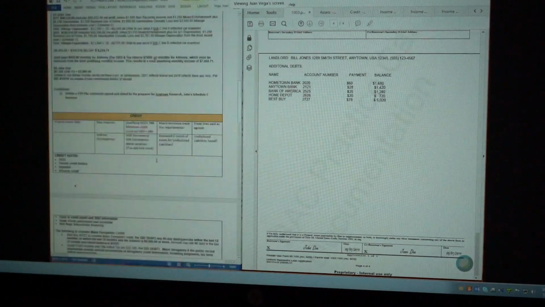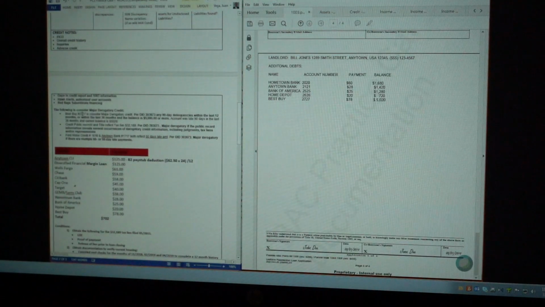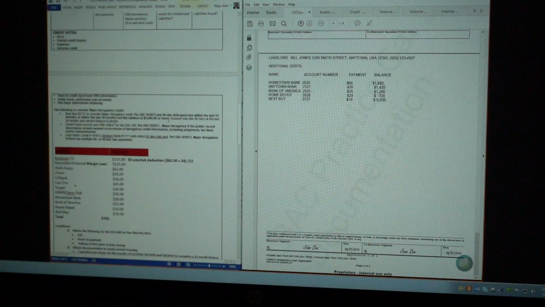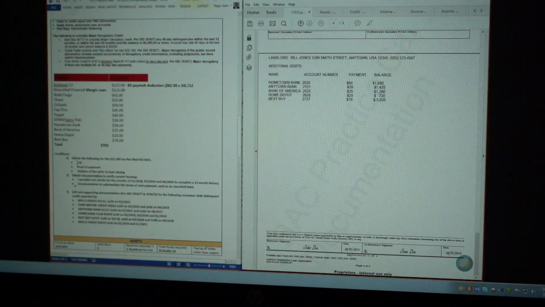So for credit, so far I have put that Best Buy 2720 is major derogatory credit. Delinquency in the last 90 days with a balance of $5,000 or more, which you saw on the policy. Then you have the tax lien, which is a major derogatory credit, and public records. And then the conditions that we put for the tax lien were an LOE, proof of payment, and the release of the lien. That's what I'm saying.